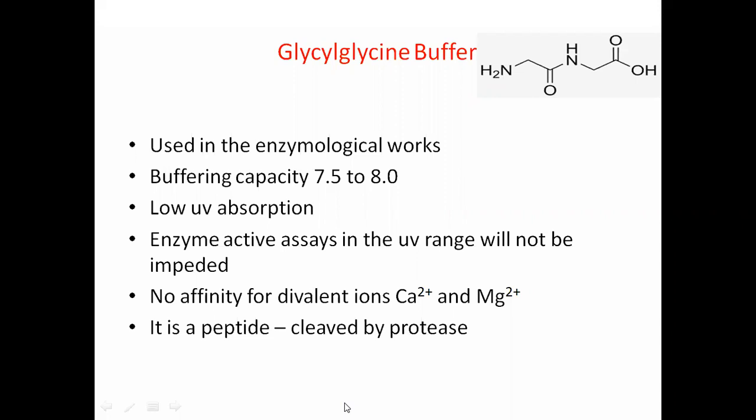peptide. It is a combination of two amino acids, linked together by a peptide linkage. The peptide linkage is susceptible to cleavage by the enzyme called protease. So it cannot be used in the presence of protease, because the protease enzyme is able to cleave the peptide linkage, and it is able to break it into two different fragments and two different amino acids.